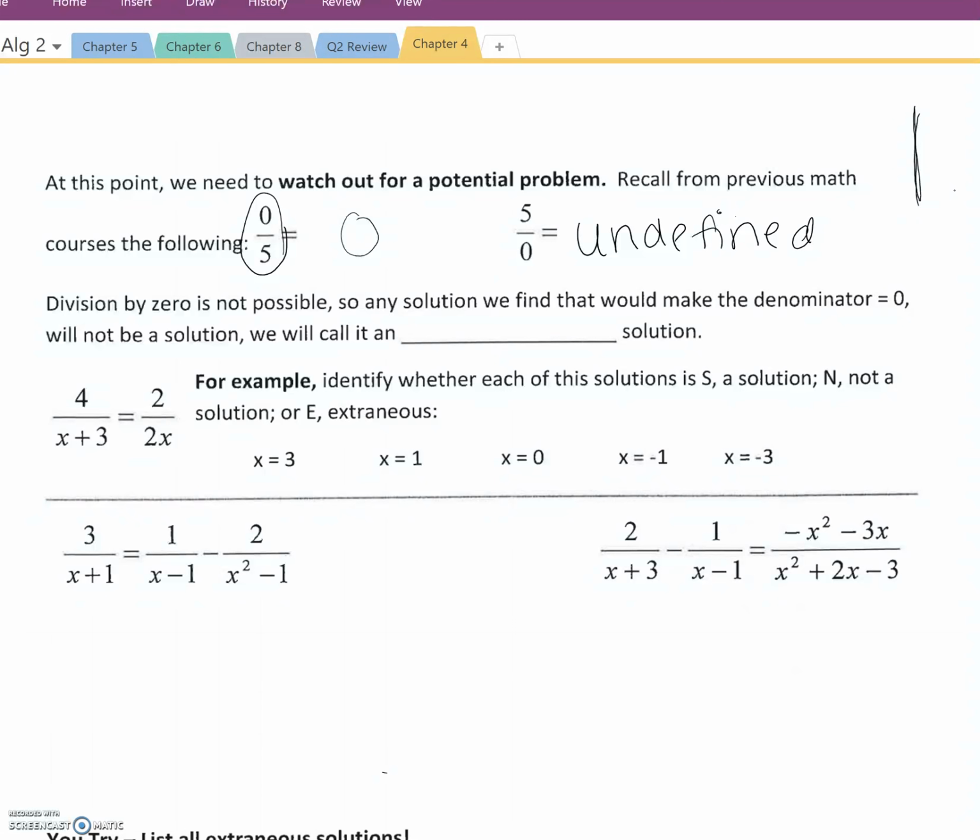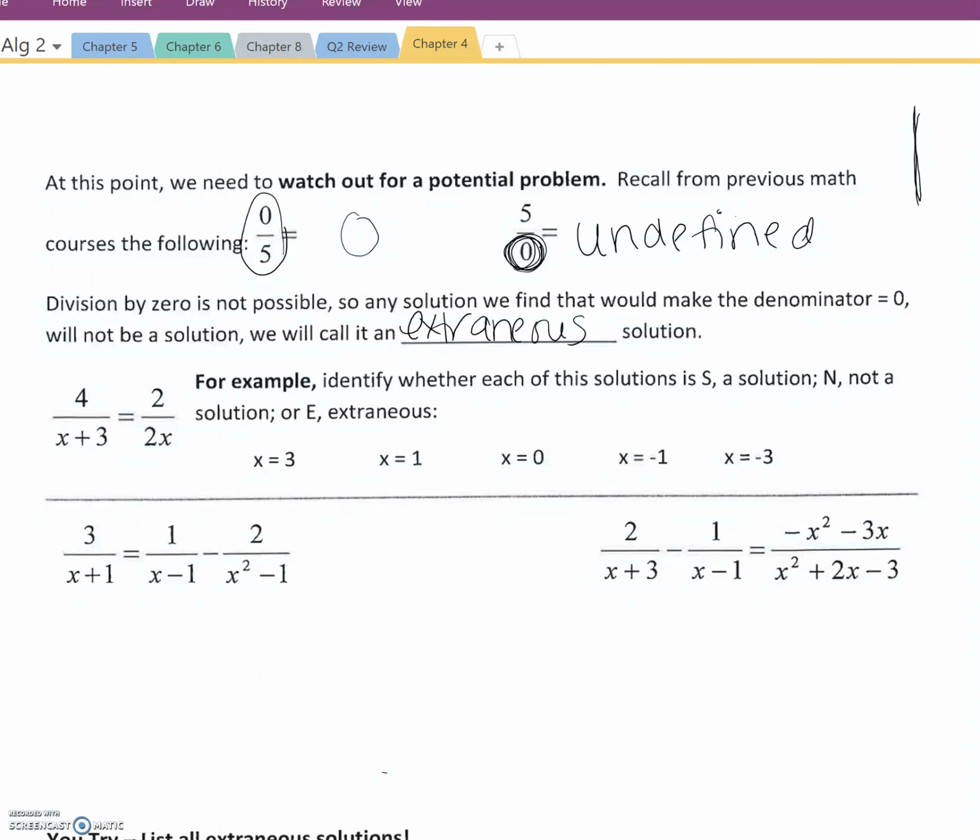It will not work. When we get these numbers that make our denominator equal 0, this is only for the denominator. This is the only thing down here that cannot equal 0. It's called an extraneous solution. Extraneous just means extra. Okay? So all we need to do is look at our denominators and ask ourselves, when does the denominator equal 0?